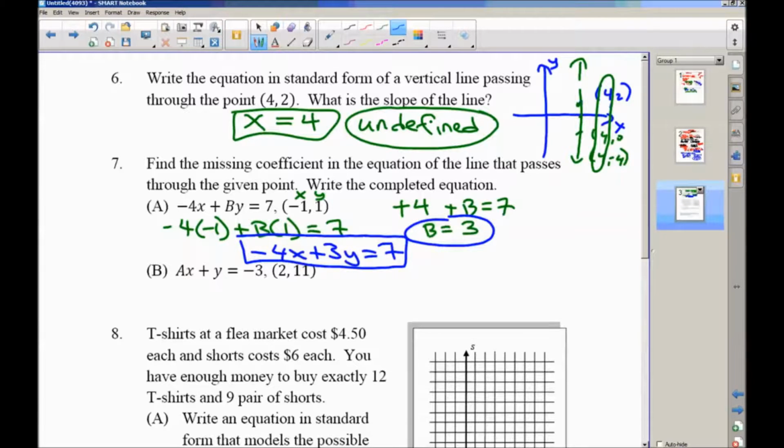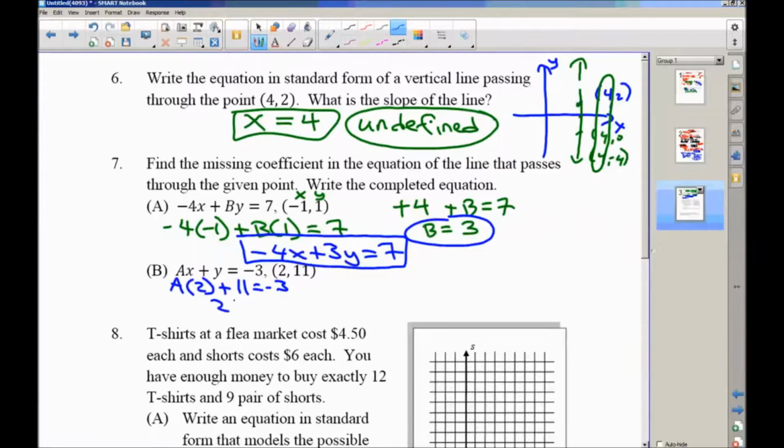It would turn into 4 plus 3 on the left side. So I know that it went through the right point. All right, part B, same thing, except this time I'm looking for the A, and the B is a 1. Okay, so I plug in our x and y coordinates. So we have A times 2 plus 11 equals negative 3.